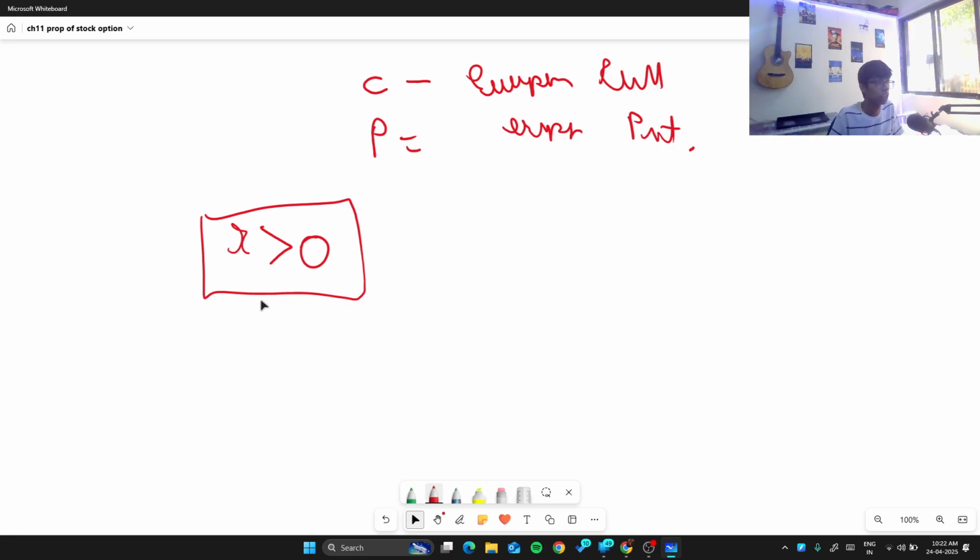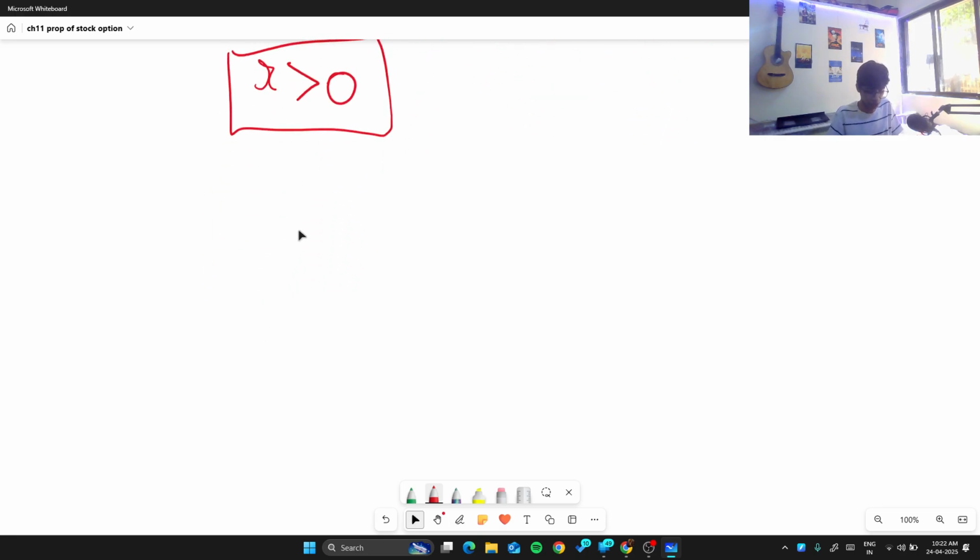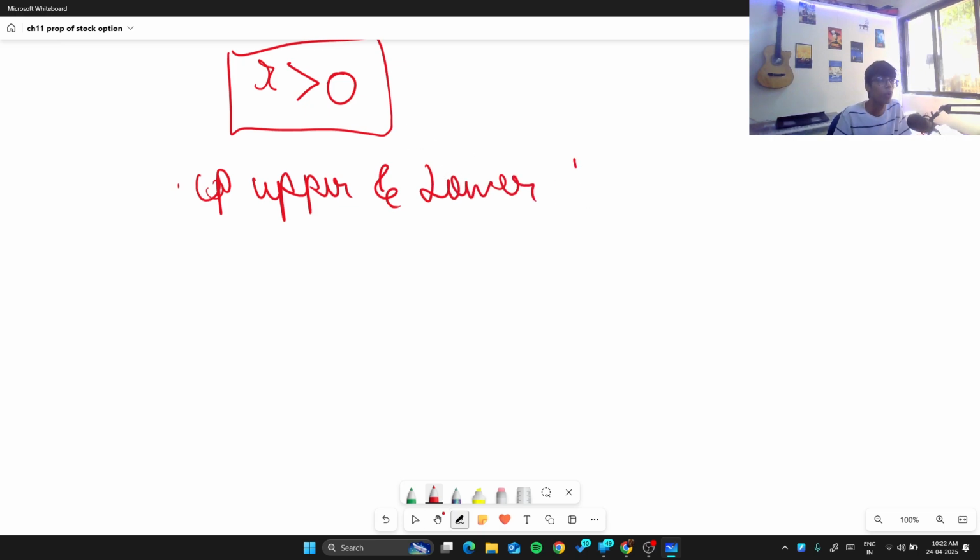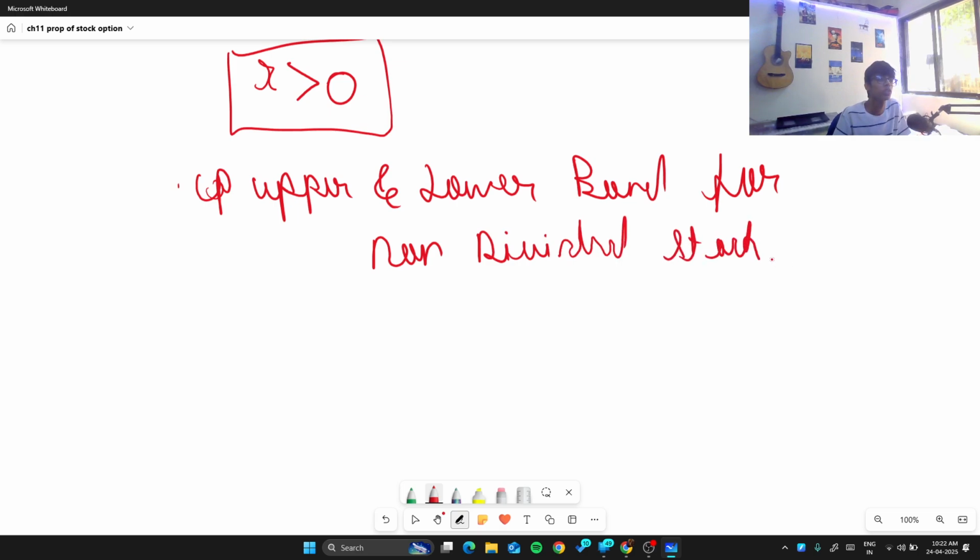And now we will see a very important topic, and I think one of the last topics: call-put parity. For call-put parity, we have to understand the upper and lower bound for a non-dividend stock option. Remember, non-dividend, because if there is a dividend and the dynamics change, we will explain it later.